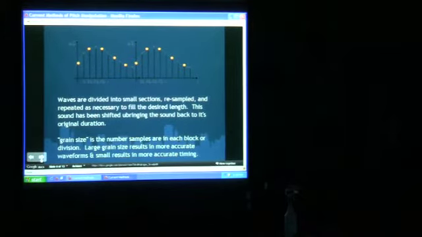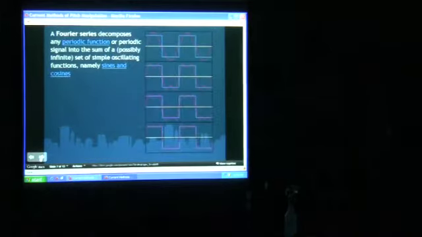So that pretty much handles resampling, and that's the modern digital way of changing pitch, which can be done awfully fast.